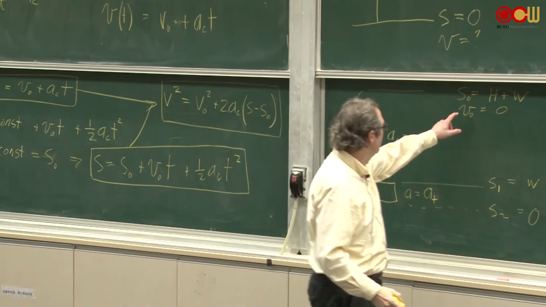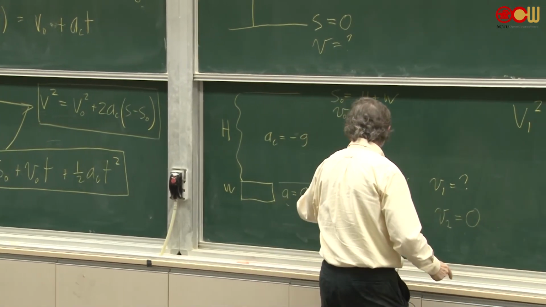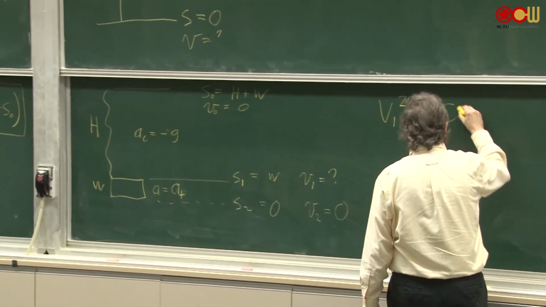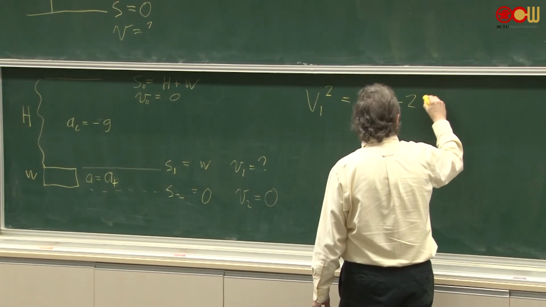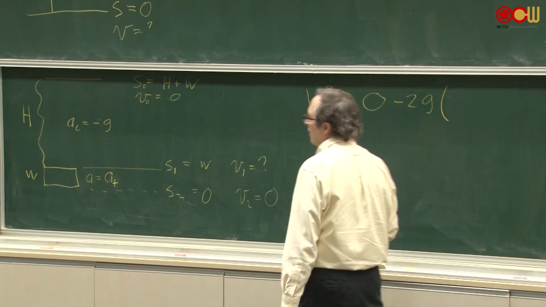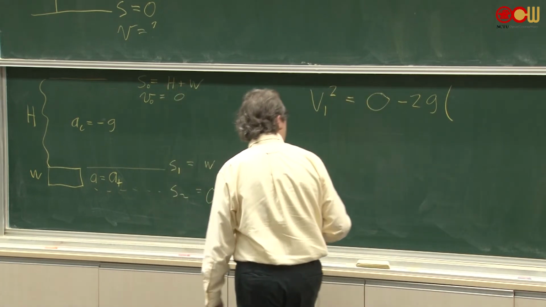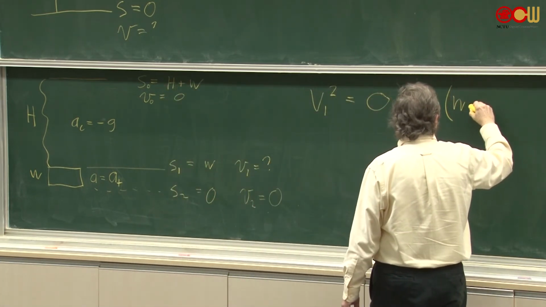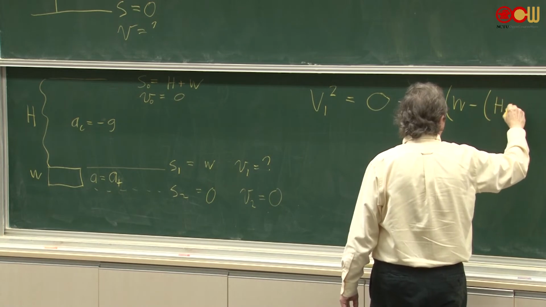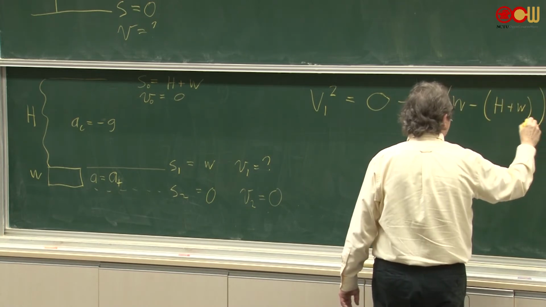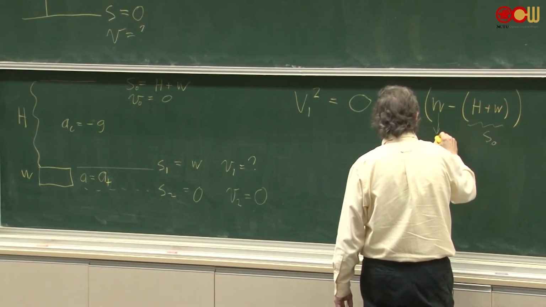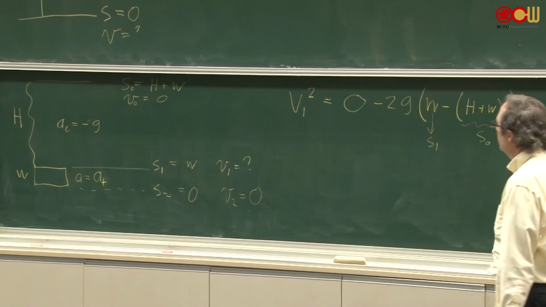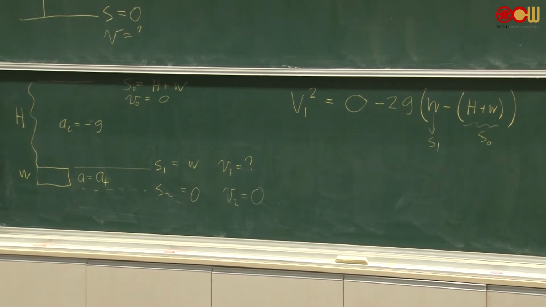Well, what's the initial velocity from here to here? The initial velocity is 0. What's AC? Well, that's minus G. All right. S1 is W minus H plus W. All right, so this is my S0. And this is S1. All right, so we now have everything.